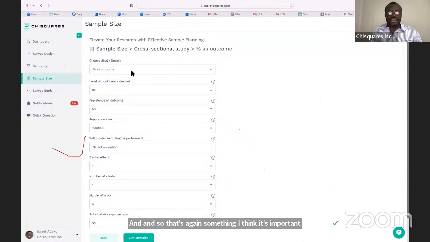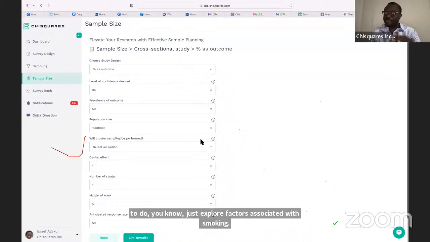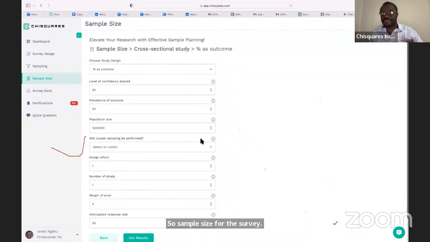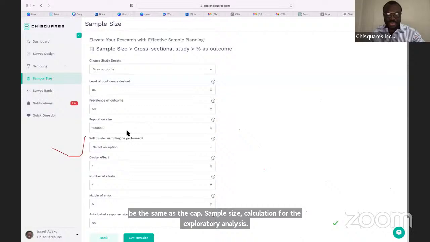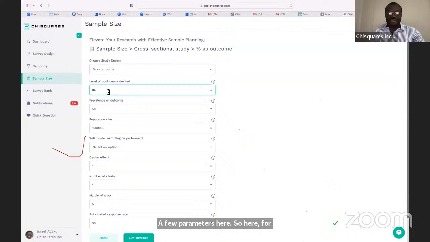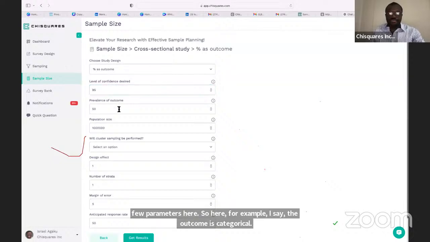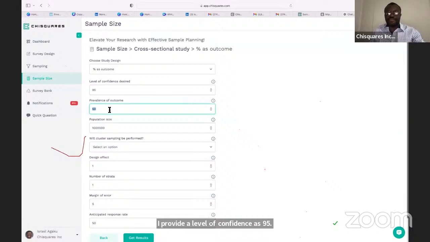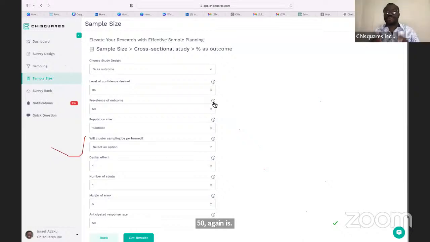So in this case, let's say that I want to calculate the sample size for a survey, and I want to use that survey to just explore factors associated with smoking. So the sample size calculation for the survey will be the same as for the exploratory analysis, but with particular attention to a few parameters here. For example, I say the outcome is categorical. I provide a level of confidence as 95. The prevalence of the outcome is 50. And 50, again, is where we get the maximum variance. That's why we use 50, in case you're wondering what's so special about 50.